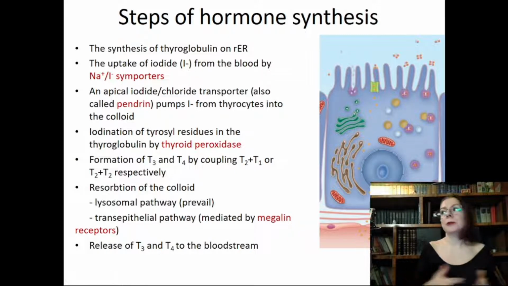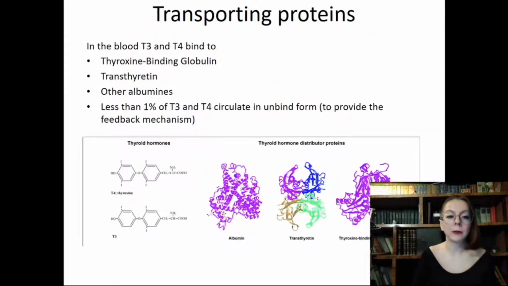As a result, eventually T3 and T4 appear in the bloodstream. What happens further? In the blood plasma, less than 1% is transported in unbound form, as free hormones, and they are used for the negative feedback mechanism. But predominantly, hormones T3 and T4 are bound to the thyroxine-binding globulin. This is the one transport form.